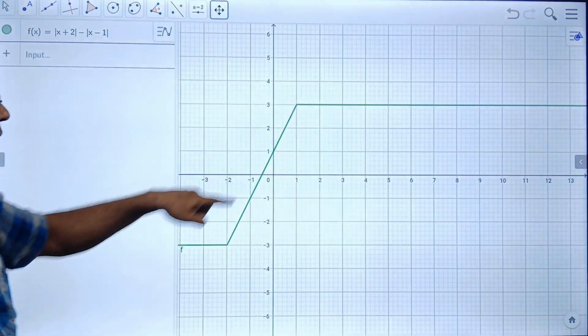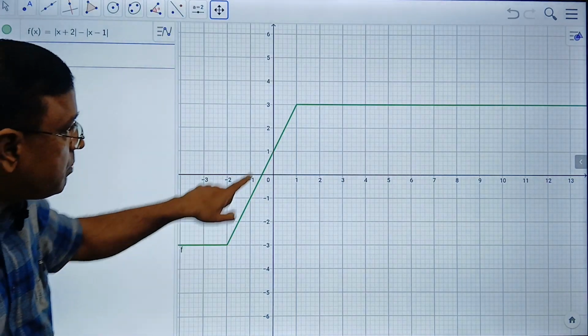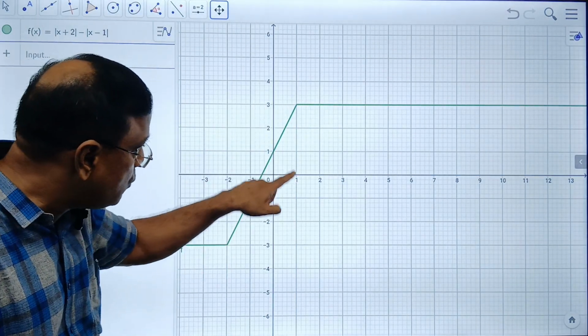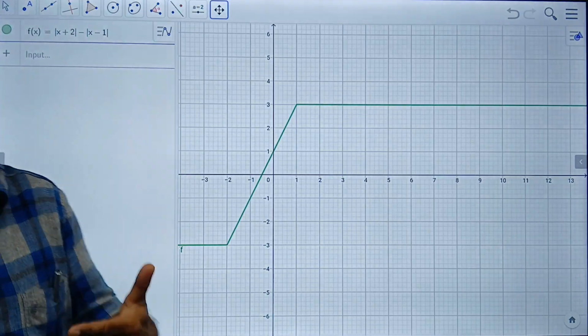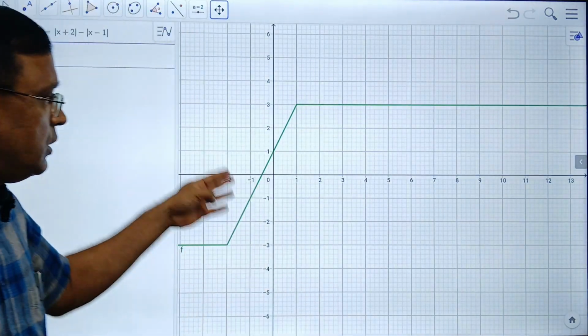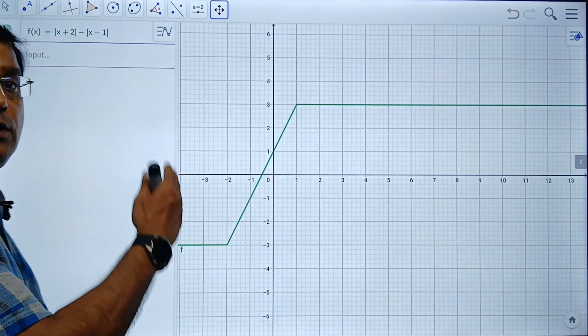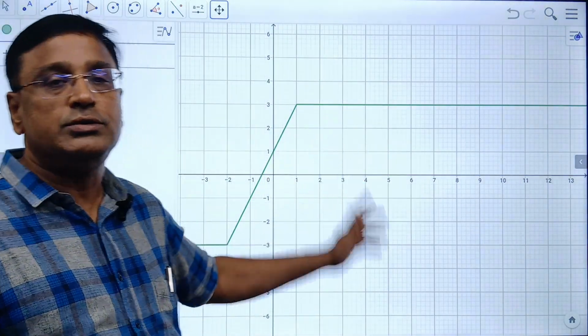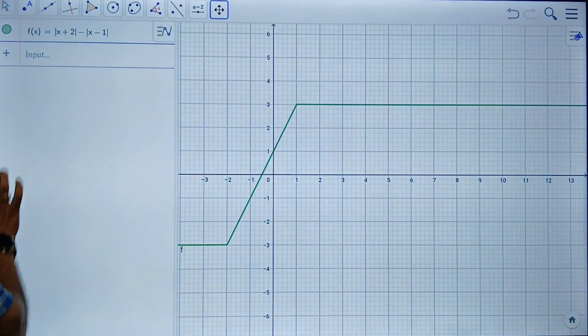This is perfectly continuous, but there are sharp edges at minus 2 and at 1. Therefore, the function was not differentiable. So, you can use GeoGebra to verify, and I have also drawn the graph for you manually without using the tool. Okay, so let's go to the next question.